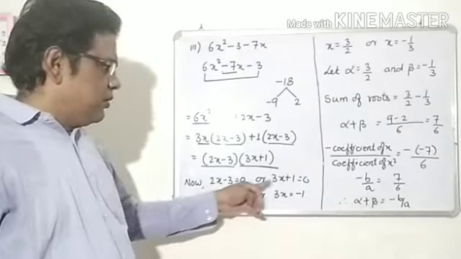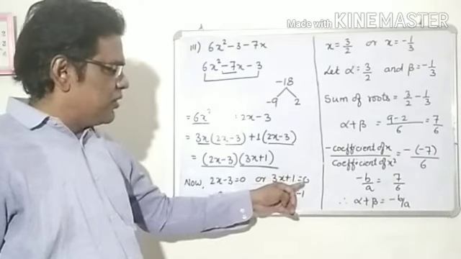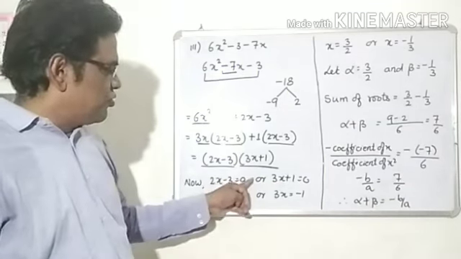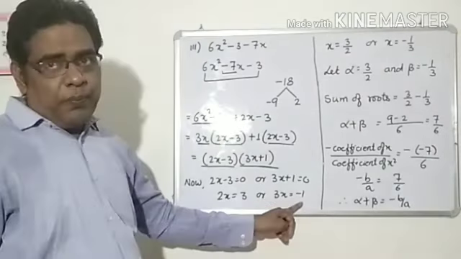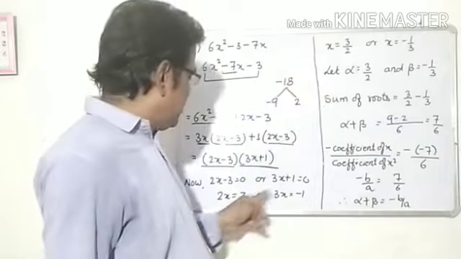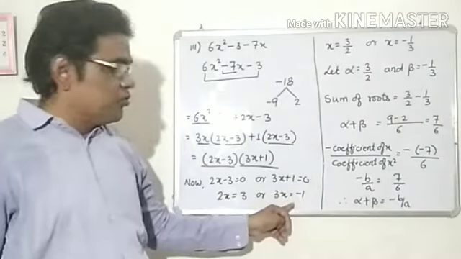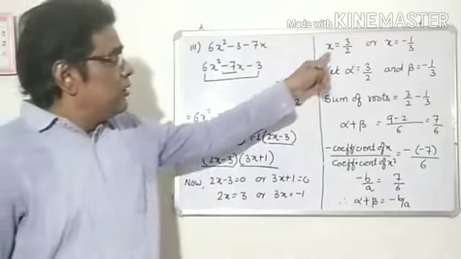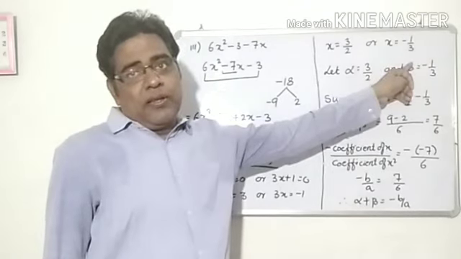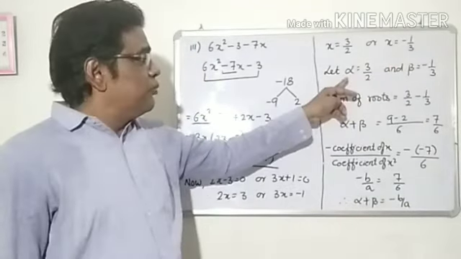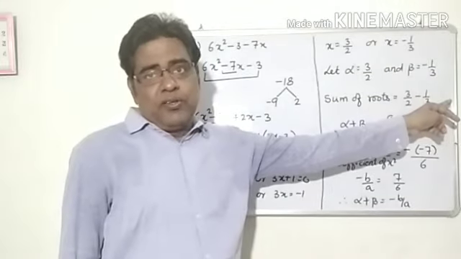Now put them equal to 0. So 2x minus 3 equals 0 or 3x plus 1 equals 0. Now minus 3 goes that side, you get 2x equals 3 or 3x equals minus 1. Now from here, x will be equal to 3 by 2 or x will be equal to minus 1 upon 3. So the two zeros are 3 by 2 and minus 1 by 3. Now let us take alpha equals 3 by 2 and beta equals minus 1 by 3.